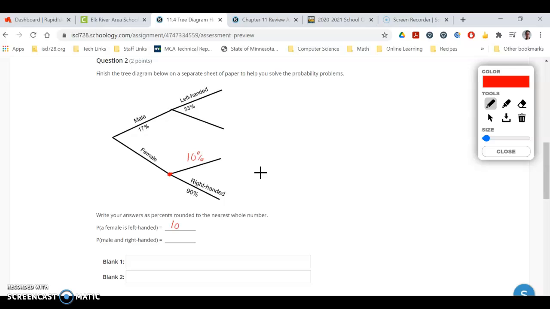So our answer here would be 10%, or maybe like that. I'm not sure. As a percent rounded to the nearest whole number, I would probably just enter 10 here, I guess. That would probably be what I would write there. Okay, and notice that this is actually kind of a given that probability. It's a probability that they're left-handed given that they're female.